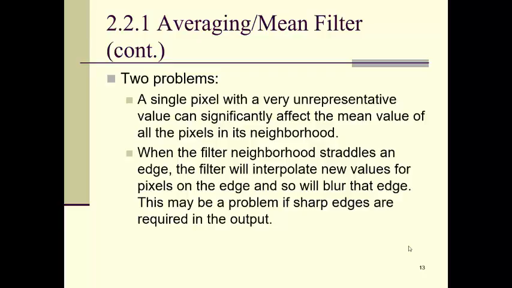Another thing is that if one of the pixels in the neighborhood has an unrepresentative value, meaning it has a certain noise value or a very big or very small value with respect to the other pixels, it will significantly affect the value of the average. So I'm introducing values that do not exist in the image itself.